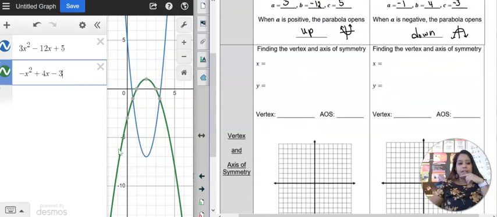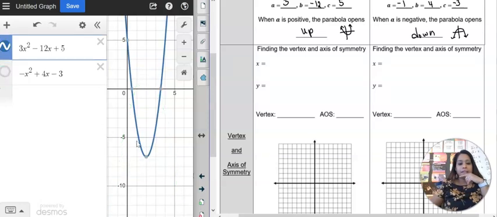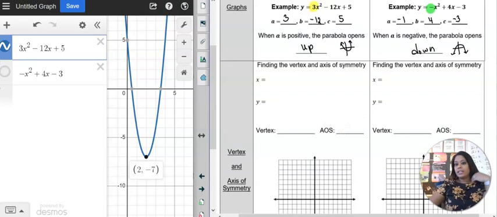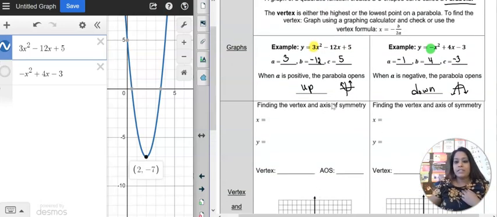The vertex is either the high point or the low point. I'll just ungraph this. So here's the vertex, (2, -7). It's right there, I can just write it out. But I need to go ahead and do it algebraically just because you need to know, but just know that you can always figure it out using Desmos. So to find the x-coordinate of the vertex, we have this formula right here.